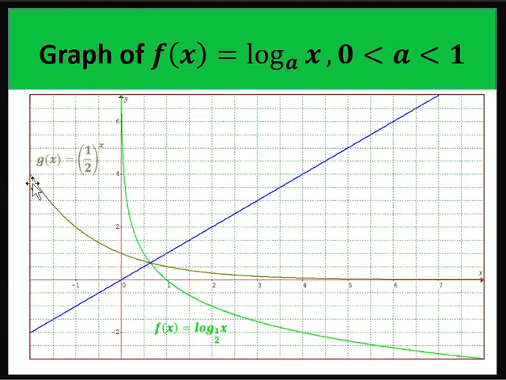So plotting the points of the logarithmic function. Let me show you first the graph of the basic exponential function 1/2 raised to x. So if x is negative 1, the value of y is positive 2. If x is 0, the value of y is 1. If x is equal to 1, the value of y is 1/2. If x is equal to 2, the value of y is 1/4.